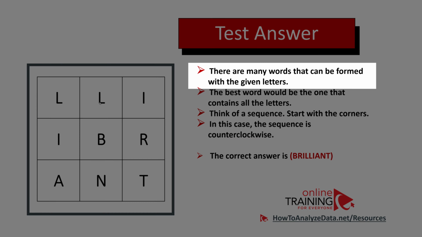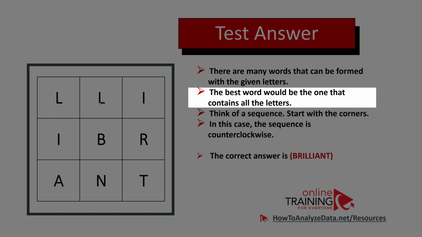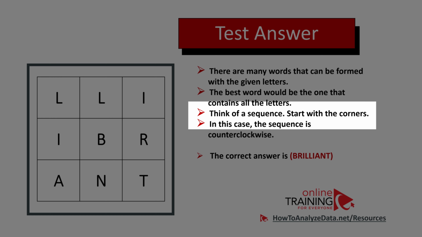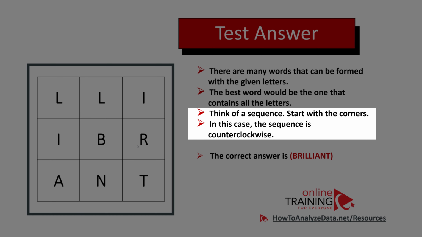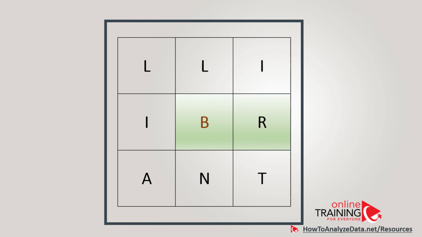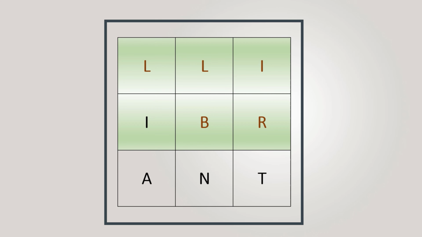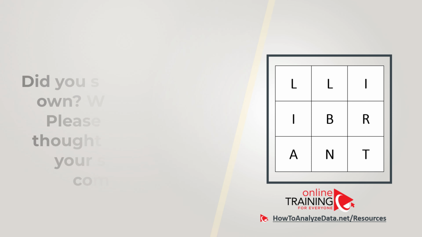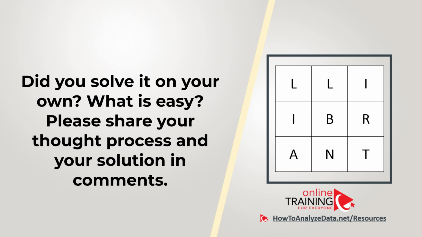Obviously, there are many words that can be formed with the letters in these 9 boxes. But the best word that we can form contains all the letters and contains no duplicates. If we think of the sequence and start in the middle and then go around counterclockwise, we see that we can form a word, brilliant, B-R-I-L-L-I-A-N-T. So the correct answer is brilliant. Hopefully you've nailed this question and got to the correct answer on your own.